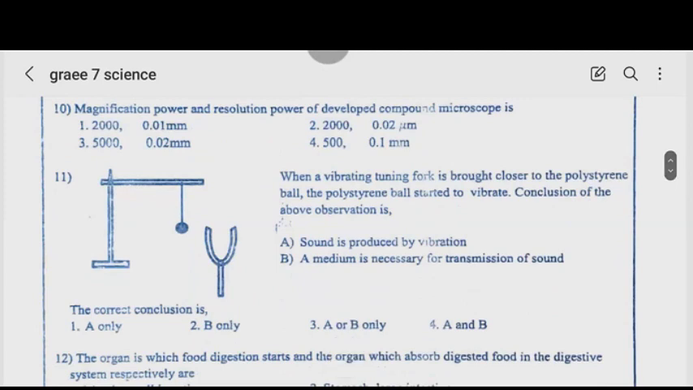Magnification power and resolution power of a developed compound microscope. If we take a developed compound microscope, how about the magnification power, children? Yes, Sashmika?